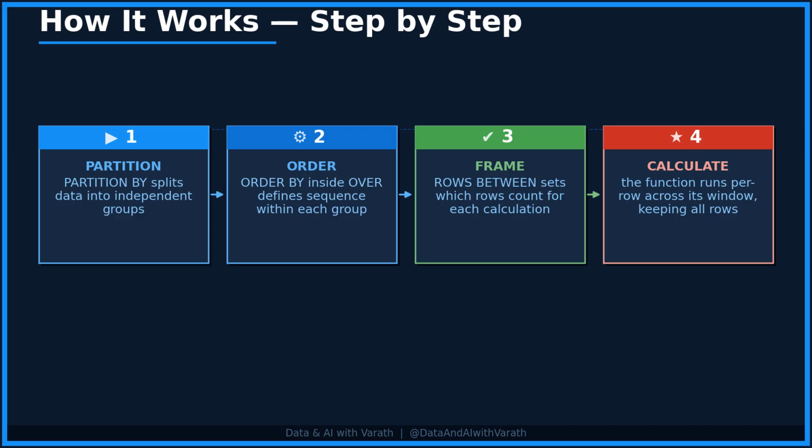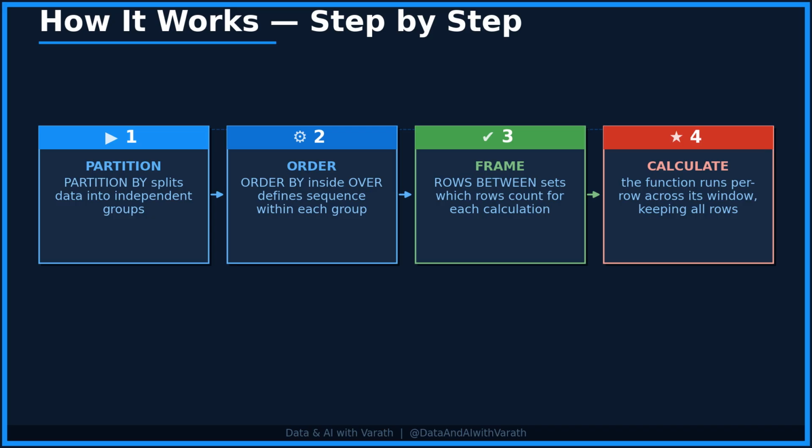Step 2. Order. Inside the over clause, you order by whatever determines the sequence. For rankings, it's the metric you are ranking on. For running totals, it's the date column. The order by inside over is completely separate from the order by at the end of your query. Step 3. Frame. Rows between lets you say exactly which rows count. Rows between unbounded preceding and current row means everything from the start of the partition up to this row.